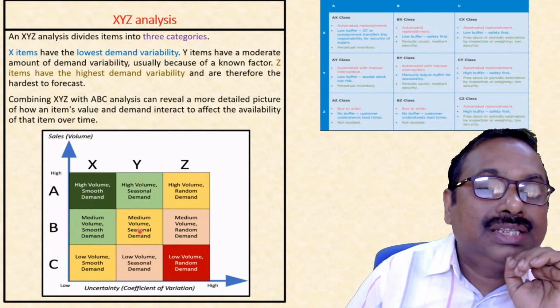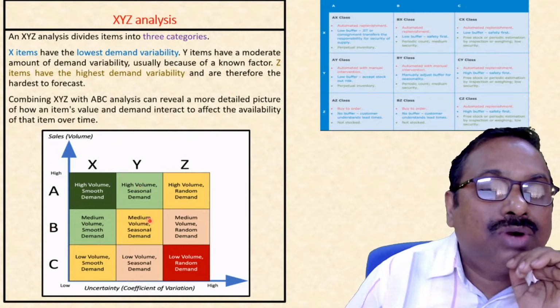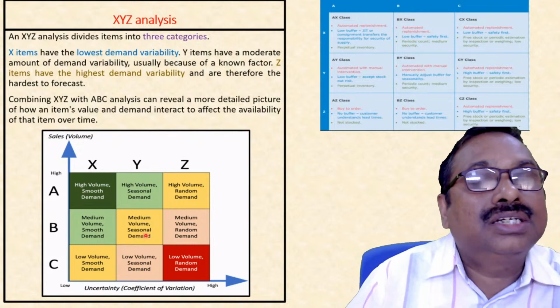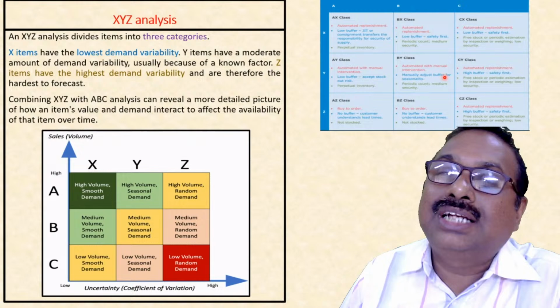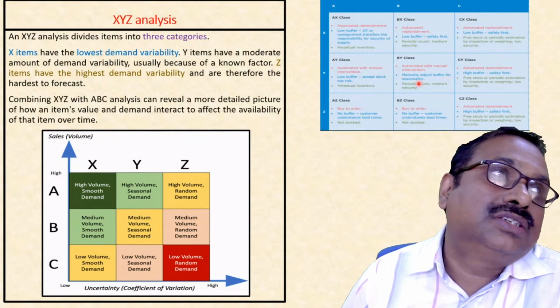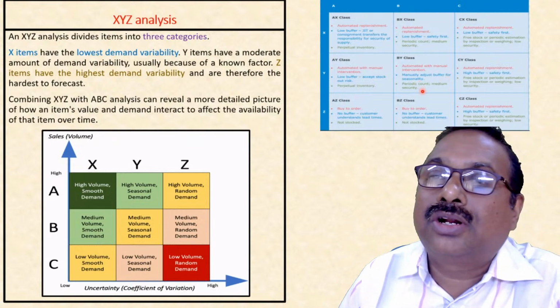Suppose BY: here you have medium volume and seasonal demand. So here it is a manually adjusted buffer for seasonality. This is used for seasonal products.